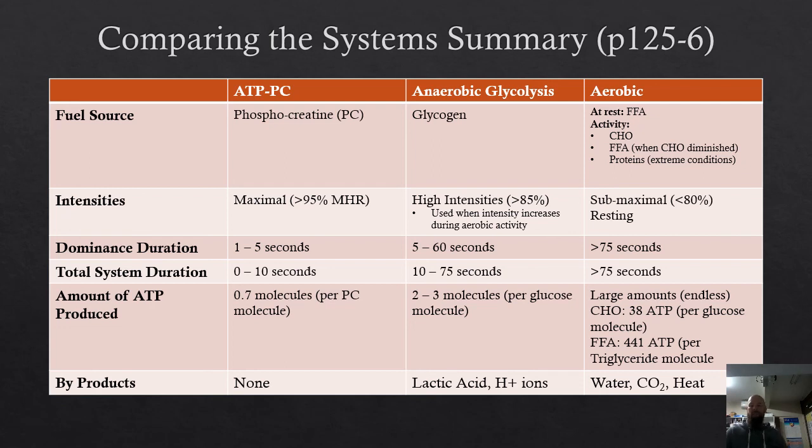The ATP system, it's really cool because it doesn't actually have any byproducts, but it doesn't produce much. The amount of ATP it produces is 0.7 of a molecule, whereas if we look at the aerobic system, 38 per glucose molecule and 441 per triglyceride molecule. So there's a lot more, but that's just a summary.